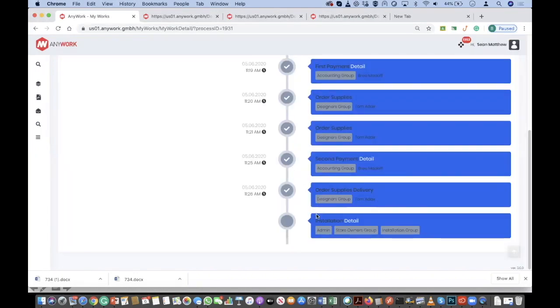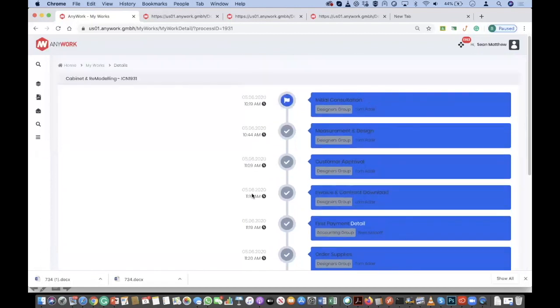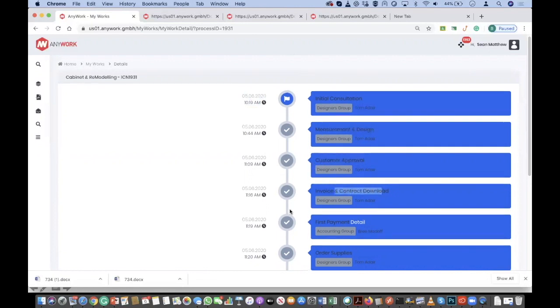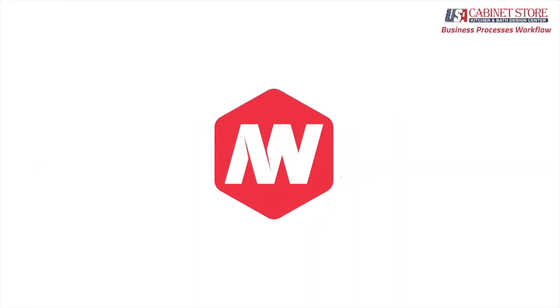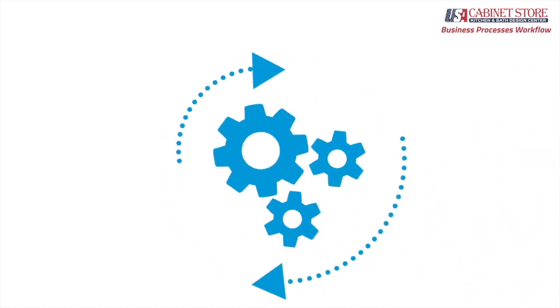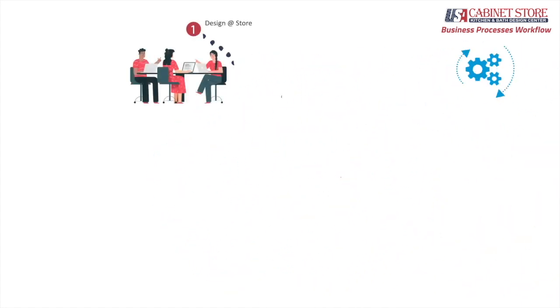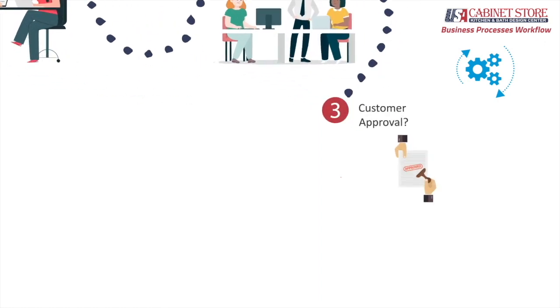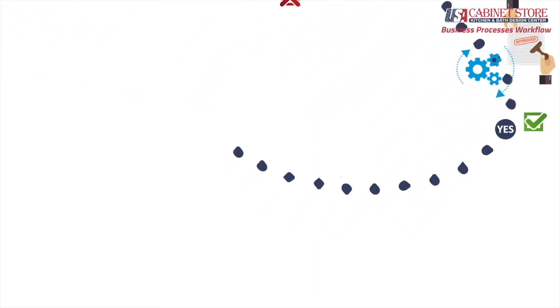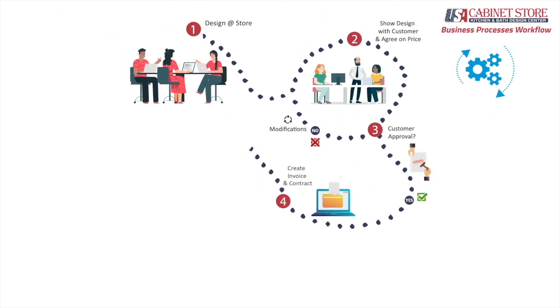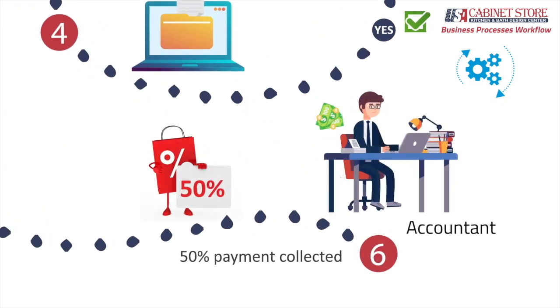So it started with the consultation step, and it was completed by our designer, Tom, at this time, and then measurement and design, customer approval, invoices, and right now the process sits here in the installation phase. You see who has access to this here. So this concludes our demo illustrating how USA Cabinet uses Anywork's workflow management system to automate their business processes and streamline their customer interaction, customer relations, and invoice contract creation, and also making sure that certain processes are followed before employees can move forward with customers.